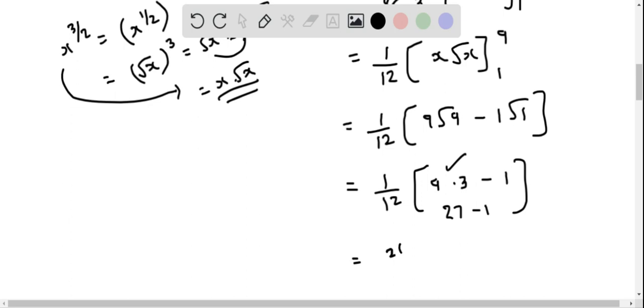So it's basically 26. This is 26 over 12. This can be simplified by dividing by the common factor 2. When you do that, we get 13 by 6. We can write this as a mixed fraction, 2 1 by 6. So it's either 13 by 6 or 2 1 by 6.